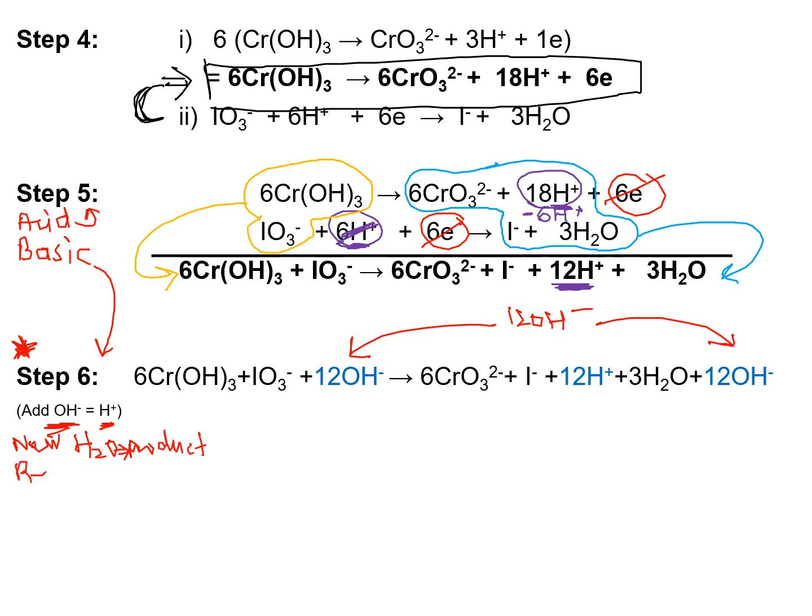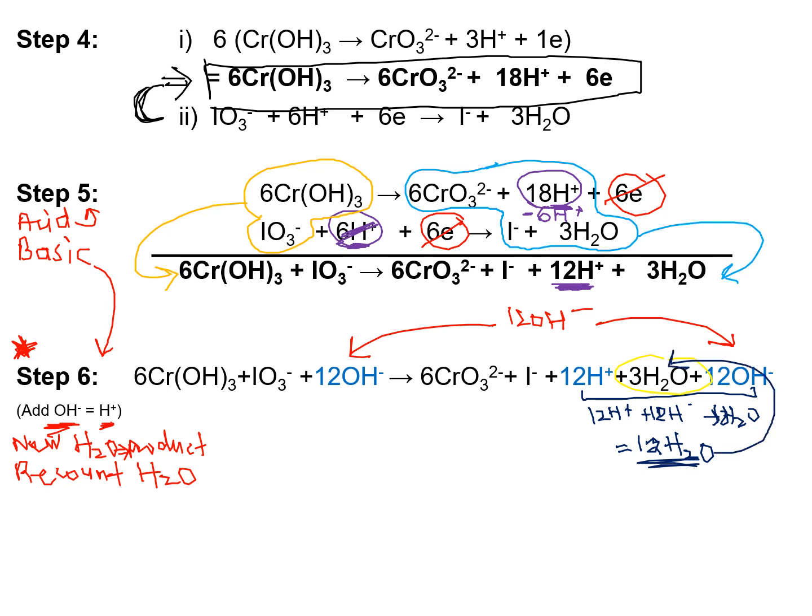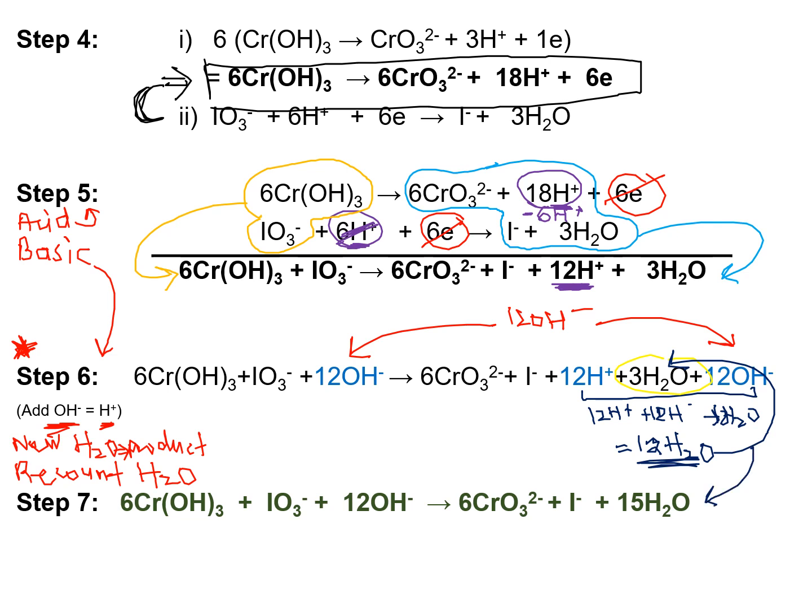So, you need to recount H2O. Okay, so if you look at dekat bahagian produk ni, bila 12H plus campurkan dengan 12OH minus, okay, H plus kalau campurkan dengan OH minus akan dapat H2O. So, bila 12H plus campurkan dengan 12OH minus, maka you akan dapat 12H2O. Tapi di bahagian produk, you ada H2O yang sedia ada juga, which is you have 3H2O. So, 12H2O kenalah tambahkan dengan 3H2O. So, your new product will have 15H2O. Okay, hasil daripada step yang ke-6.